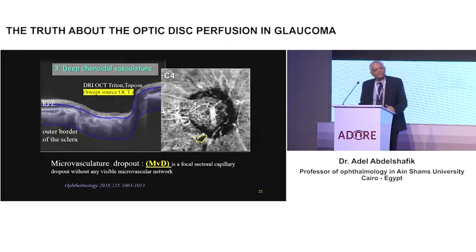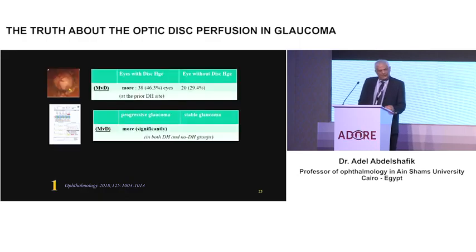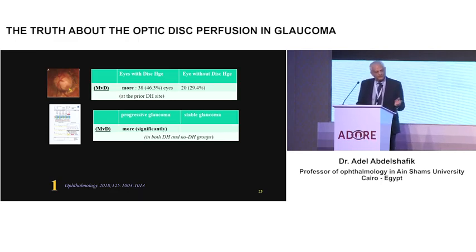The third part is the deep choroidal vasculature. If you have an OCT swept source, you can get OCT angio of the choroidal vessels. So in this picture to the right, you can see around the disc there is a small area dotted in yellow. In this area, you don't see the blood vessels. So this is known as the microvasculature dropout. It's a focal area with sectorial capillary dropout without any visible microvasculature. I'll show you some of the studies that found a correlation between such a vascular dropout and glaucoma.